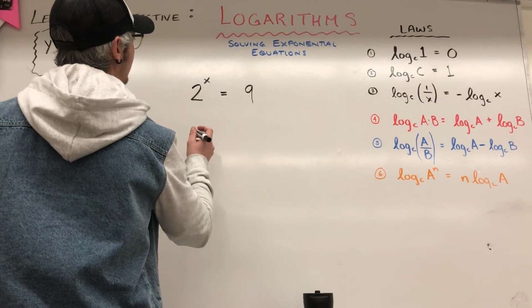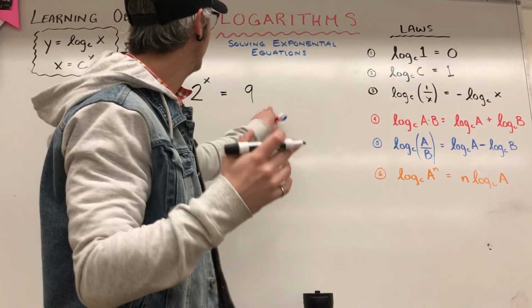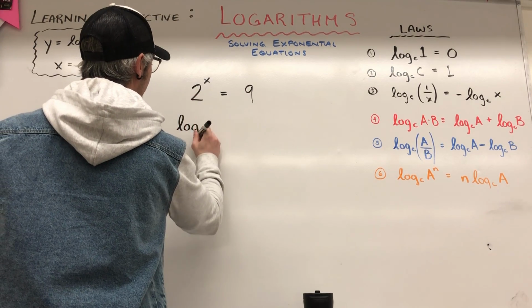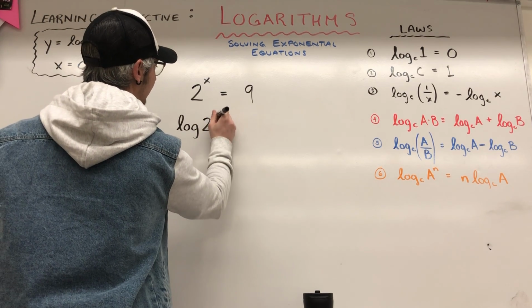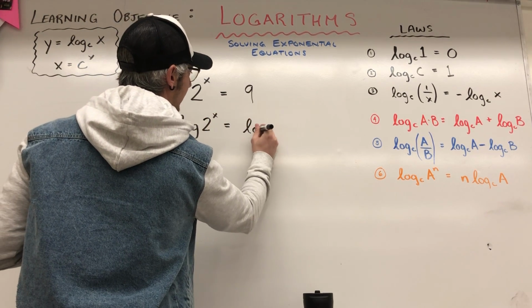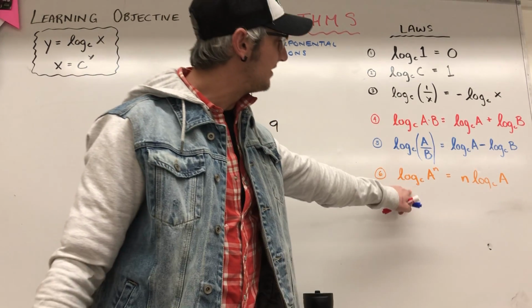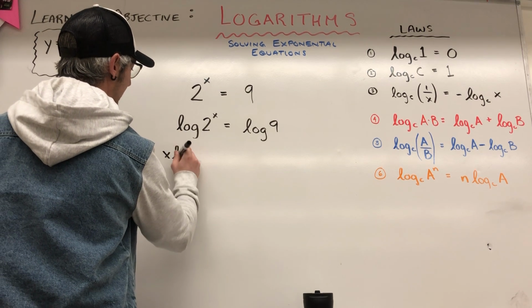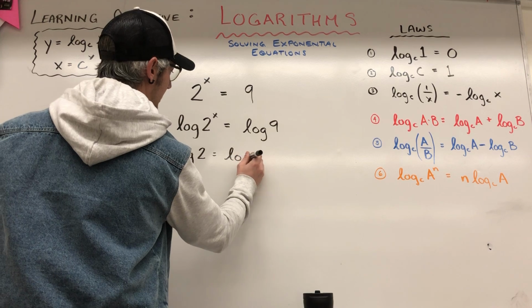So with 2 to the x, I can take the log of both sides of this equal sign. And in doing so, I get log of, and it's just going to be a base 10, so log 2 to the x is equal to log of 9. And then I'm going to use this law here to get my exponent in the front. So x can now come down in front just using that law. x log 2 is equal to log 9.